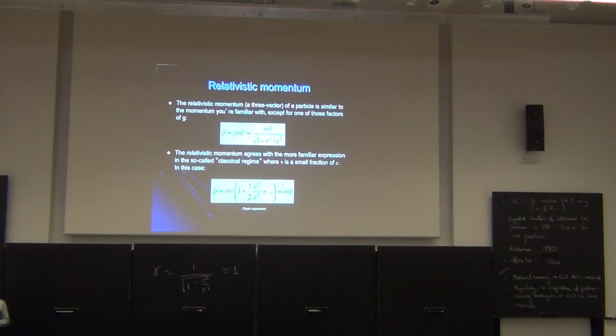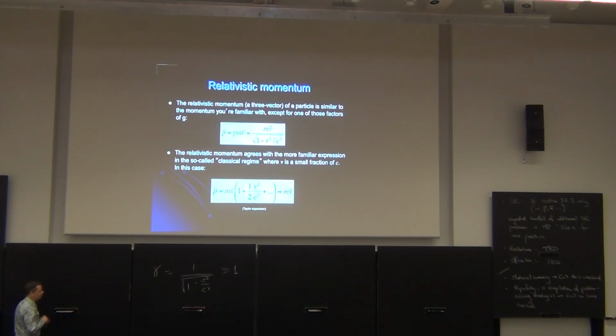So the definition we need to modify for momentum, to get a relativistically correct expression for momentum, is to throw in a gamma factor. Okay, so momentum now is gamma times mv. There it is broken out for you.